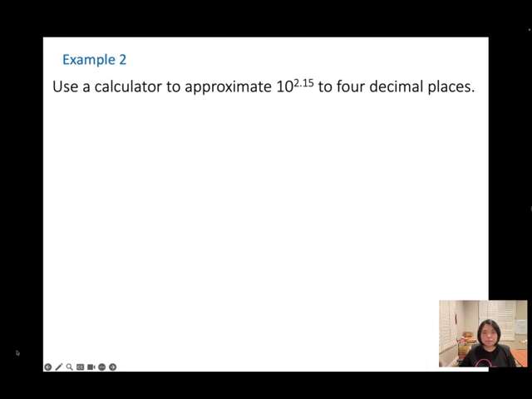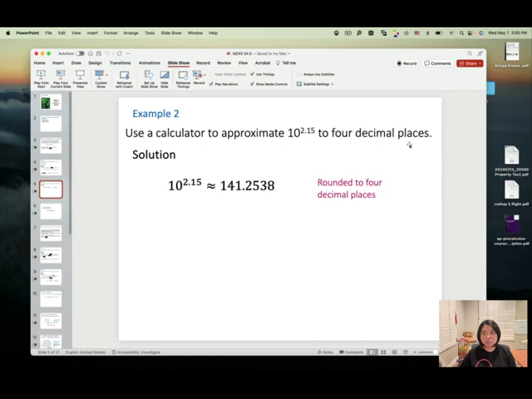Example 2. Use a calculator to approximate 10 to the power of 2.15 to 4 decimal places. For this one, when you're using the calculator, you put down the 10 and then you should find a button that looks like this. This means to the power of, and then I put in parentheses 2.15 and press enter. Try it on your calculator. You should get 141.2538.